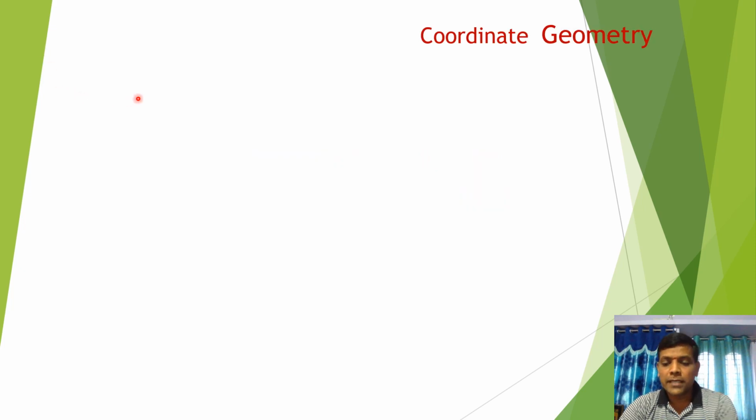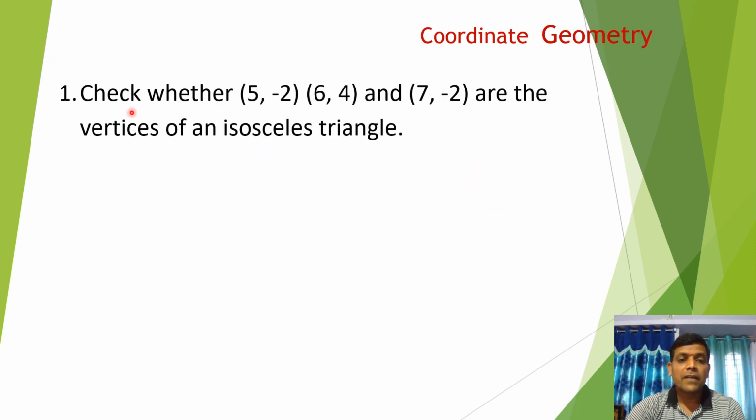Coming to the first question: check whether the points (5, -2), (6, 4) and (7, -2) are the vertices of an isosceles triangle. What are the given points? (5, -2), (6, 4) and (7, -2) are the vertices of an isosceles triangle. So coming to the solution.